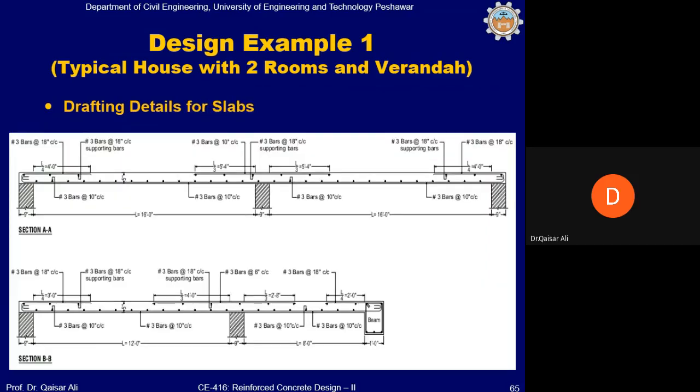तो आप देख सकते हैं सेक्शन बी भी, the room and this is the veranda, all are number 3 at 10 inch. The supporting bars and a discontinuous end, the bars are at number 3 at 10 inch. This is at 6 inch center to center, and these have been curtailed at 8 by 3. Okay.